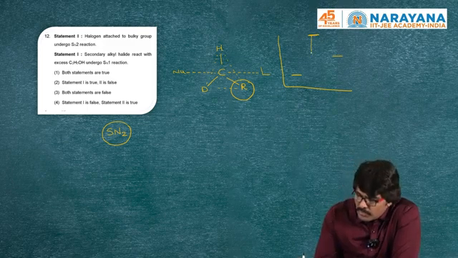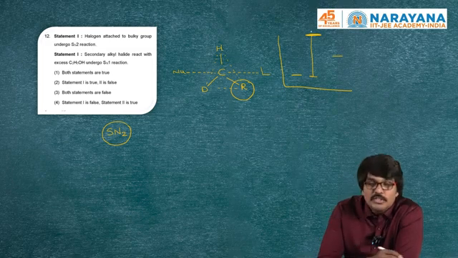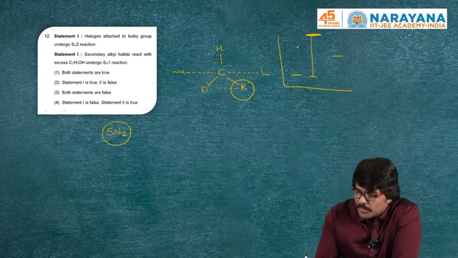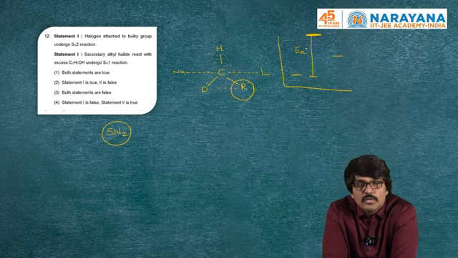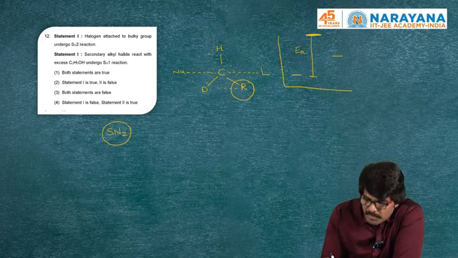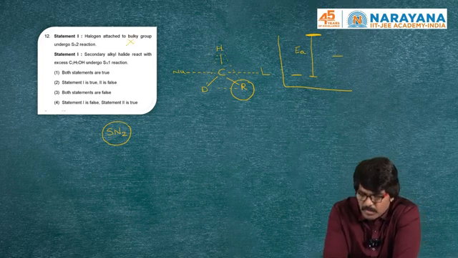See, this is the activation energy, and if the transition state has more steric hindrance, its potential energy will be more. When potential energy is more, activation energy will be more. When activation energy is more, the reaction will become slow. But it says halogen attached to bulky group undergoes SN2 reaction, that is difficult. So statement 1 is a wrong statement.